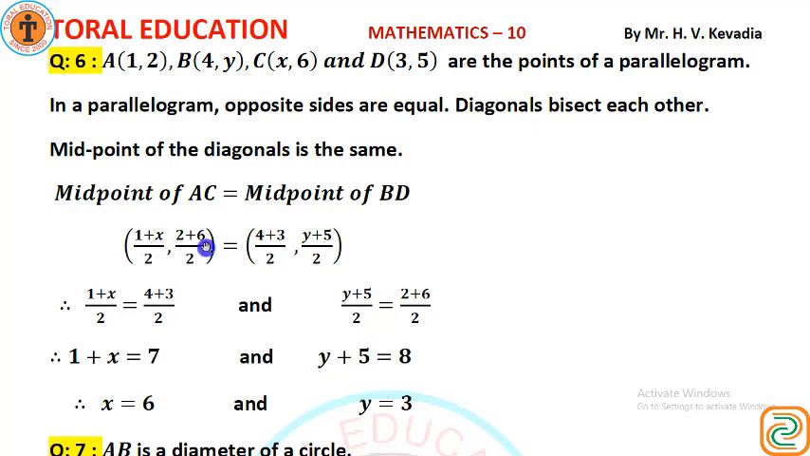So (1 plus x) upon 2 equals (4 plus 3) upon 2, right? So 1 plus x equals 7. 4 plus 3 is 7. 2 and 2 cut off in both the cases. So 1 will go there and becomes minus. 7 minus 1, that is 6. x equals 6. Similarly here (2 plus 6) upon 2 equals (y plus 5) upon 2. Right? So 2 and 2 cut off and y plus 5 equals 8. So y equals 3. We have got both the answers, x and y.